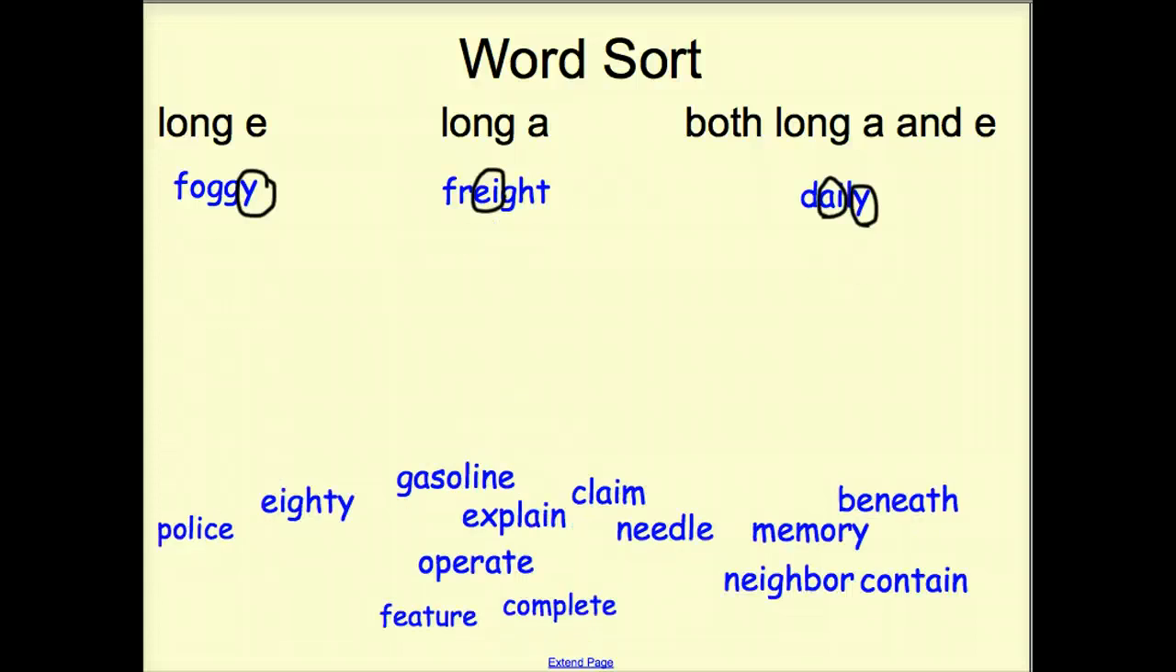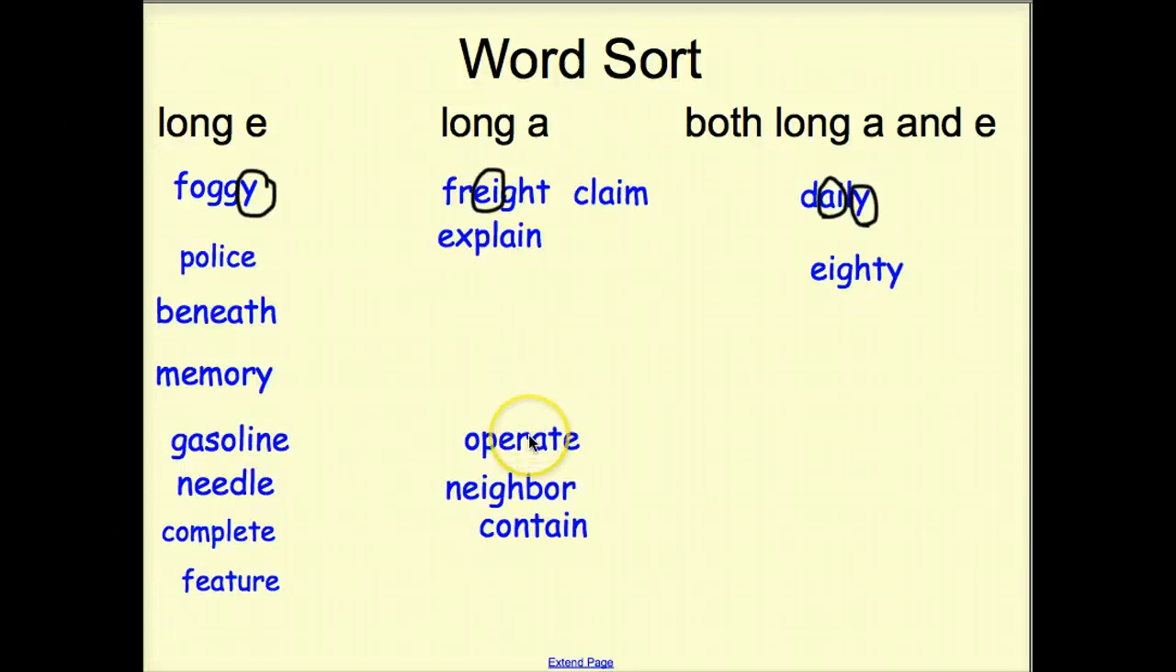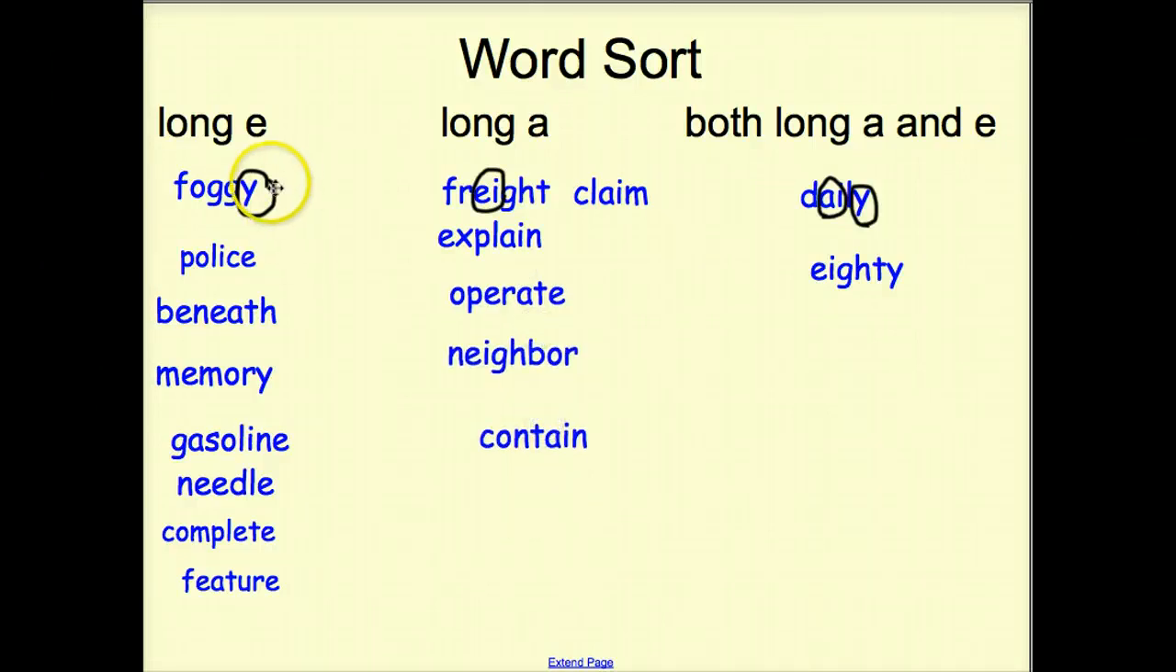Okay. Did your words sort look something like this? With foggy, police, beneath, memory, gasoline, needle, complete, feature all under the long E column, and freight, claim, explain, operate, neighbor, and contain under the long A, and daily and any having both the long A and the long E sound? I hope so. If not, think about it.